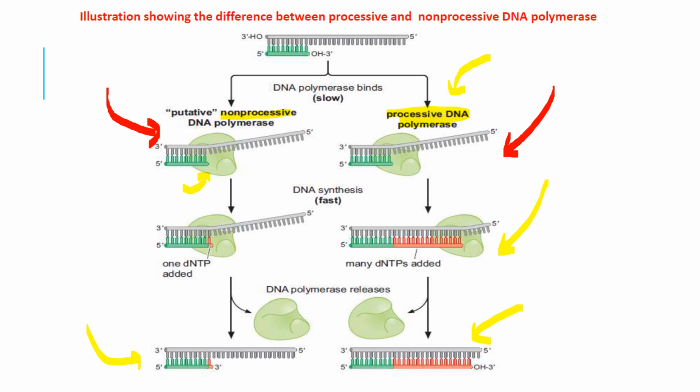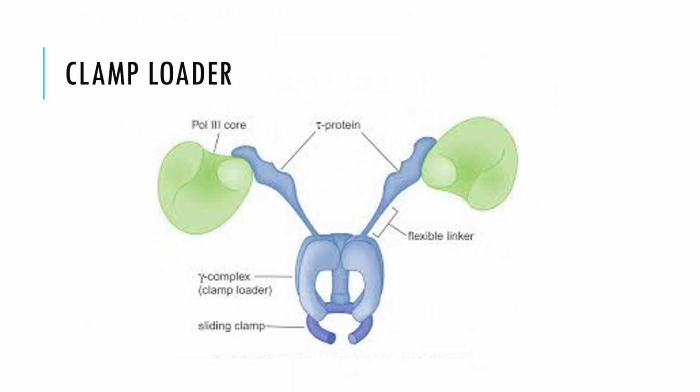Okay, so this is a very important slide. What is the difference between the processive and the non-processive DNA polymerase? So this is the structure. This is the clamp loader, and the clamp loader is very important for the loading of the DNA polymerase. As you can see in this slide, the clamp loader is attached to the sliding clamp. This sliding clamp will attach to the template strand, and here you can see the polymerase. This is the diagram of the prokaryotic system.